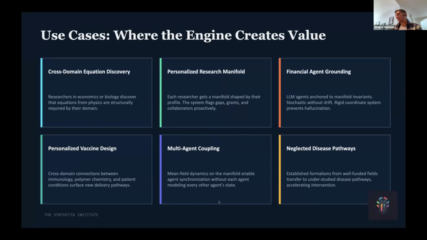Kind of a number of places, just as an example, have surfaced so far that might be interesting. Personalized vaccine design. We were approached with a financial agent example. There was a group looking to create agents around the marketplace, identify profitable trading strategies tailored to risk tolerance. And the question was how the manifold can add value in that situation.